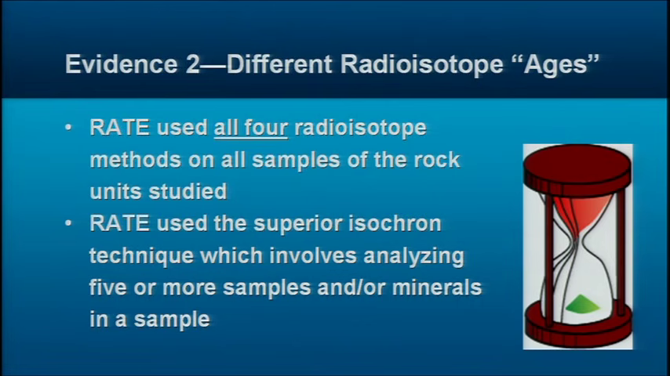So we said, okay, we'll get smart. We'll use all 4 methods on the same rock samples to really see whether these clocks agree with one another. And we also use the superior isochron method that I talked about earlier. Why is it superior? Because instead of using 1 sample, you use 5 or more samples. And in many of our studies, we used up to 20 samples so that nobody could accuse us of being light on with data.